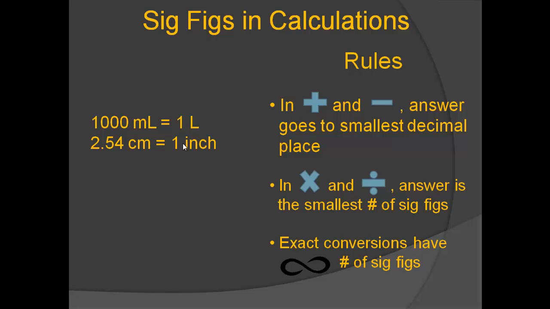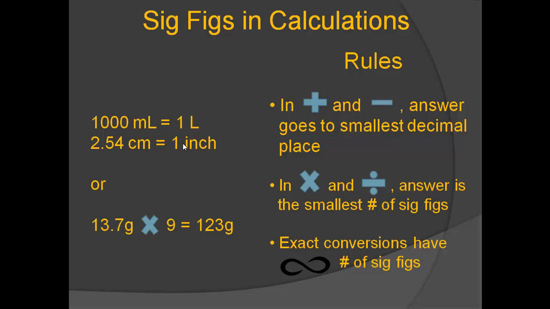So the rule is that when you're using exact conversions, you don't use them when you're trying to calculate how many SigFigs you should report in an answer. This might not make too much sense to you right now, but when we start doing dimensional analysis or converting units to other units using these exact conversions, you'll see that this will make sense to you.